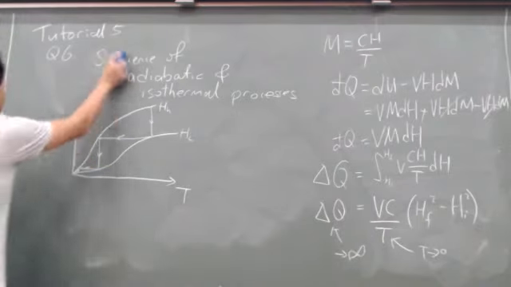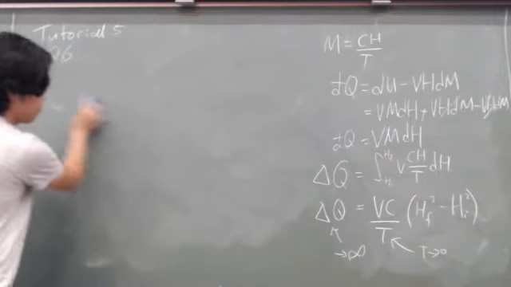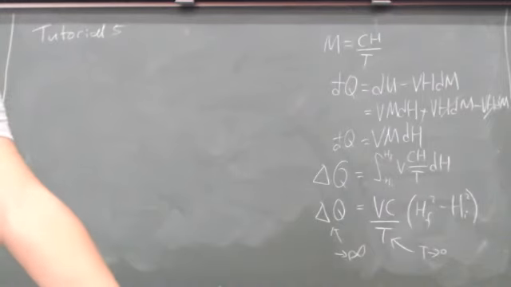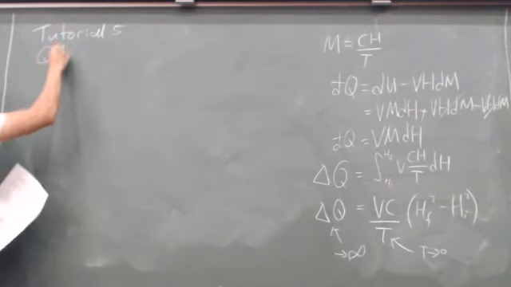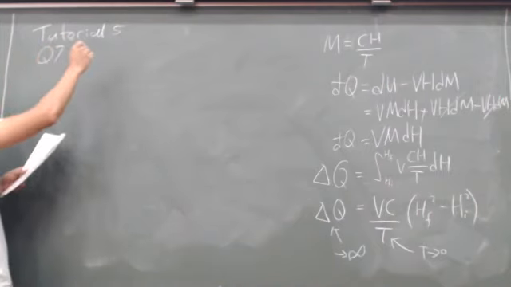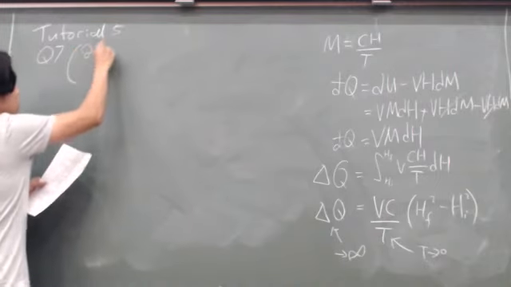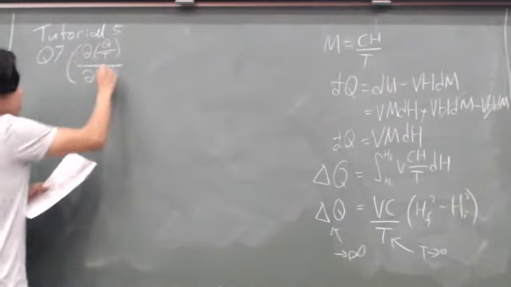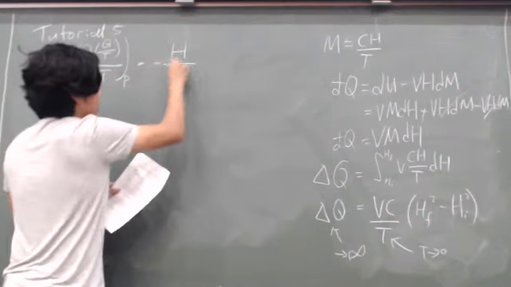Okay, and question 7, I can't remember, maybe I did this last week. I can't remember. Two weeks ago. Question 7: derive the Gibbs-Helmholtz equation. d(G on T) divided by dT at constant P is equal to minus H on T squared.